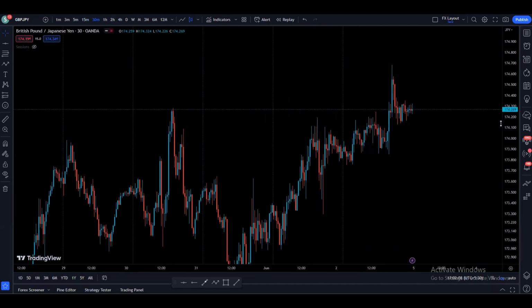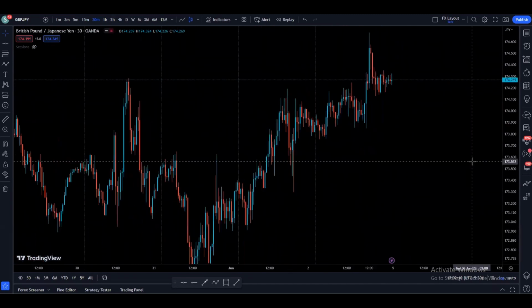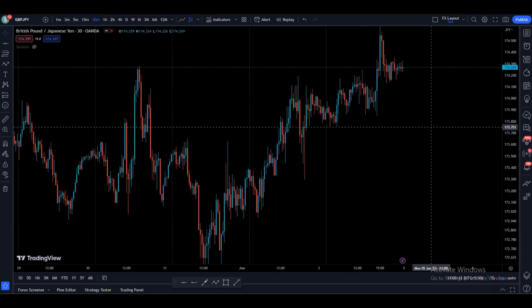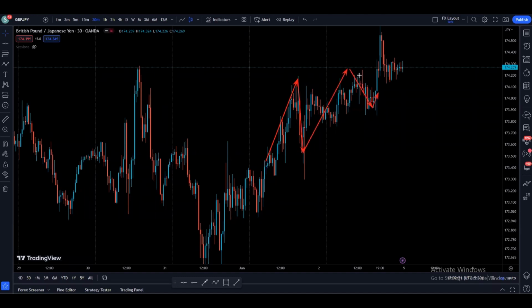On the 30-minute time frame, we can find that the price is pretty much bullish as well because we are making higher highs and higher lows. So as we can see, we created a high, higher low, higher high, higher low, and then we broke the previous high, basically created a higher high. After that, we came down. Right now we are consolidating in this area, but we can see that the price is pretty much bullish, right?